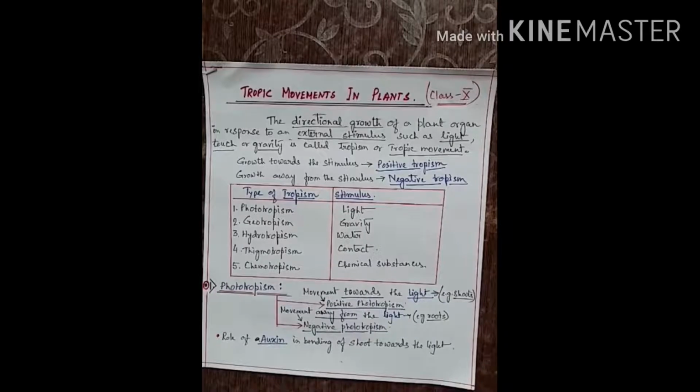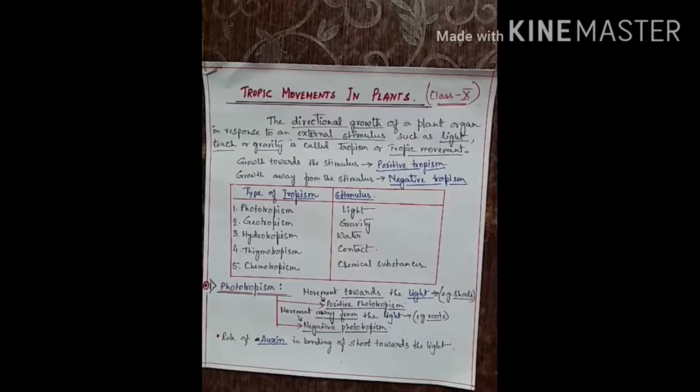Let's start with today's topic, that is tropic movement in plants. You know, the plants can move but they cannot locomote. That means normally they cannot change their places, but by standing in a particular place they can move. That's why the directional growth of a plant organ in response to an external stimulus such as the light, touch or the gravity is called the tropism or tropic movement. This is the definition of tropic movement or the tropism.